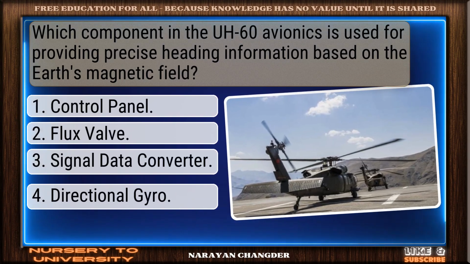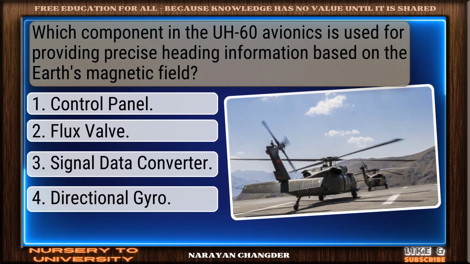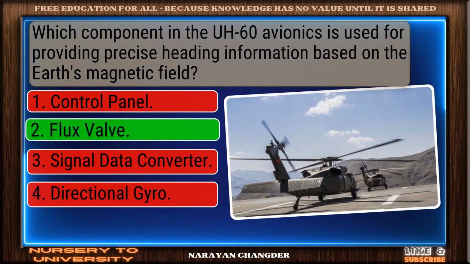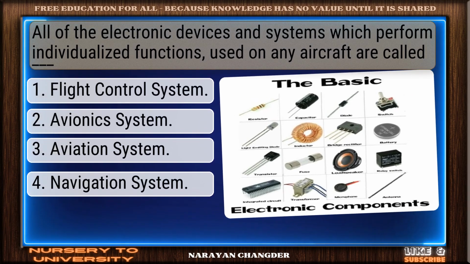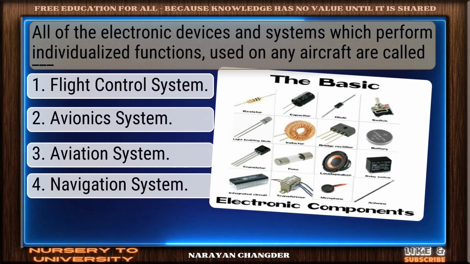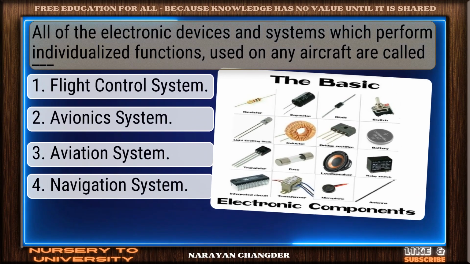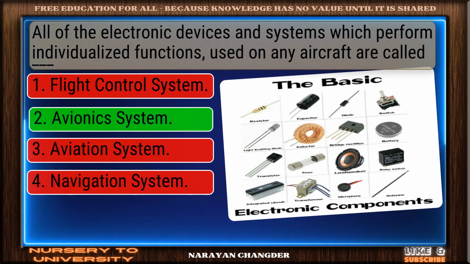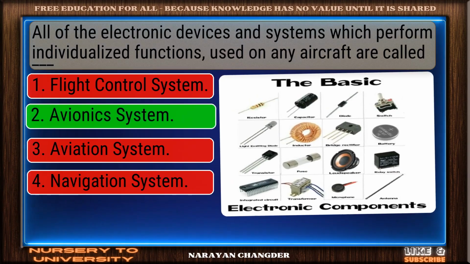Which component in the A60 Avionics is used for providing precise heading information based on the Earth's magnetic field? Bravo, flux valve is the answer. All of the electronic devices and systems which perform individualized functions used on any aircraft are called dash. Strong choice. Avionics system is the right answer.